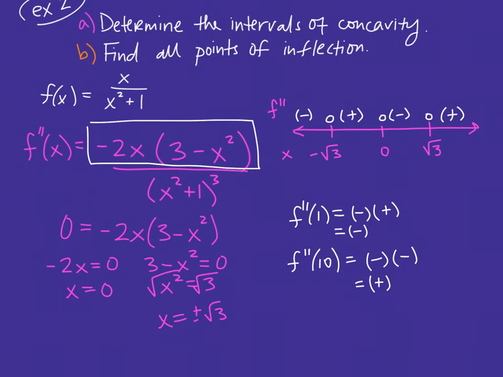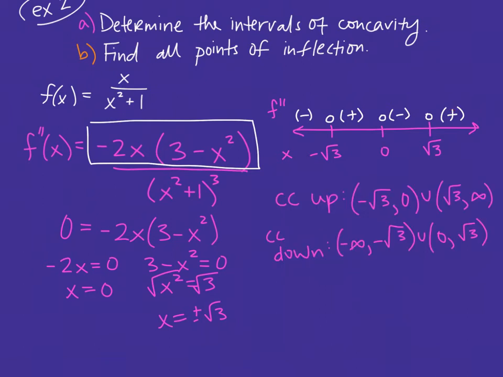All right, plugging in a couple more points, we end up getting an f double prime sign chart that goes from negative to positive to negative to positive. So we end up having two intervals of our function being concave down, and then we have two intervals where our graph of f of x is concave up.